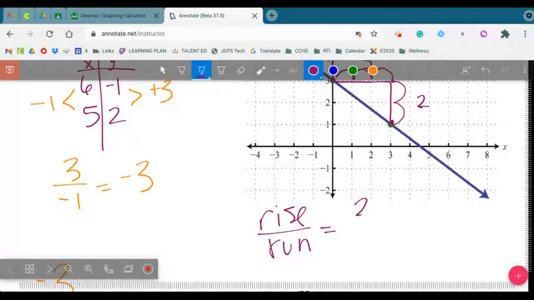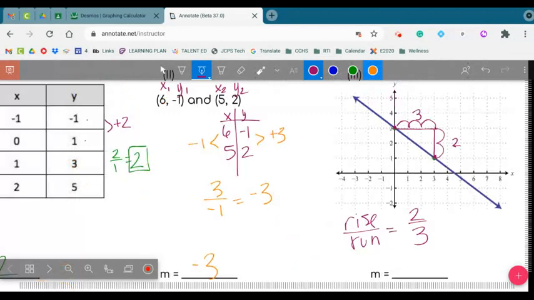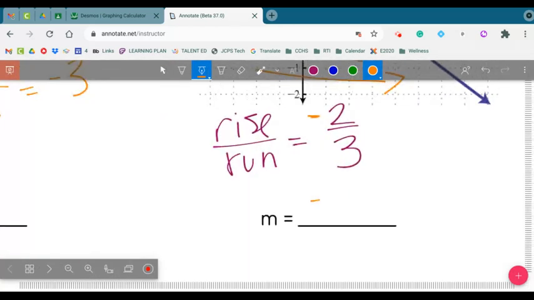We rose 2 and we ran 3. Now, if you can see, this line is going down as I go from left to right, so that means it's a negative slope. So my slope is going to be -2/3.